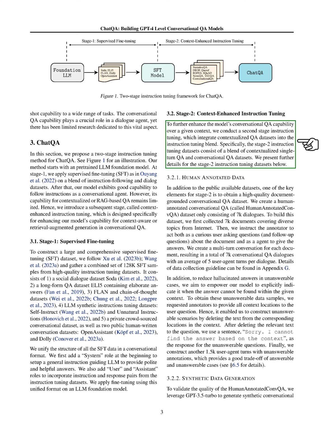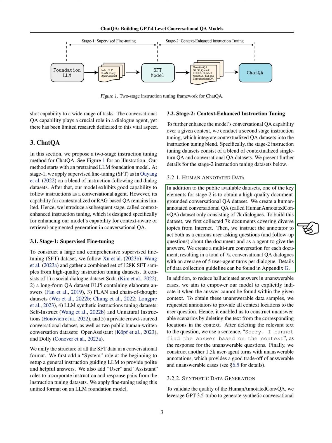In the second stage, we further enhance the model's conversational QA ability by integrating contextualized QA datasets into the instruction tuning blend. This includes a blend of single-turn QA and conversational QA datasets. In addition to the publicly available datasets, we also create a high-quality document-grounded conversational QA dataset, which we call Human Annotated Conv-QA. This dataset consists of 7,000 dialogues, each based on a document covering a diverse topic.